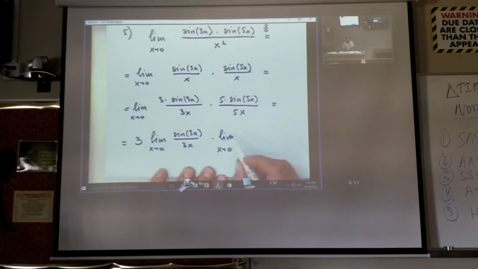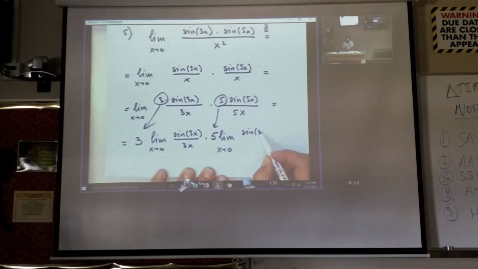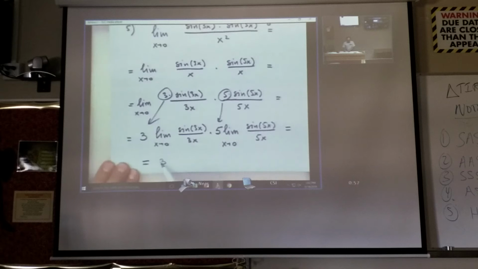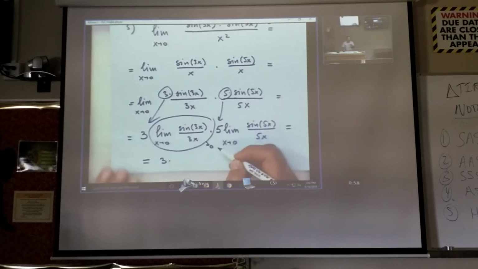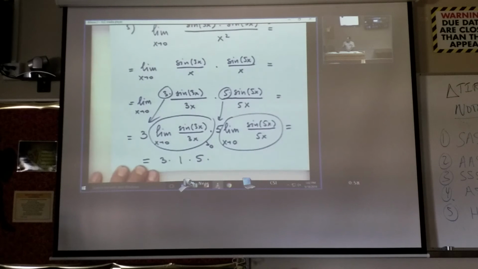So I can have, first of all, 5 in front, this 5 right here, and that 3, okay? This is what we have. And then we have sine of 5x over 5x. So, 3 times... What do we know about this? It goes to what? 1. It goes to 1, and again, sine of 0 over 0, okay, it goes to 1 times 5, and this one also goes to what? 1. So we get 15, and that's the answer.